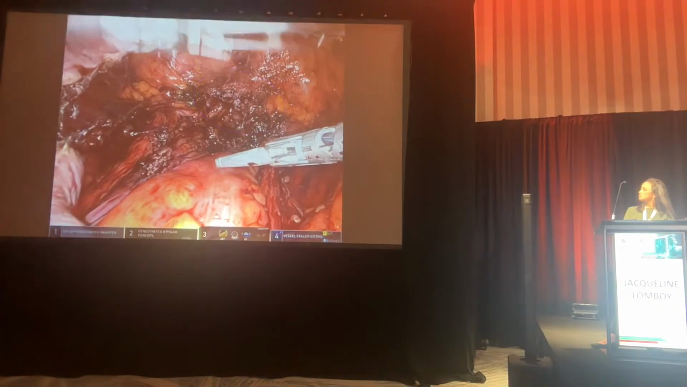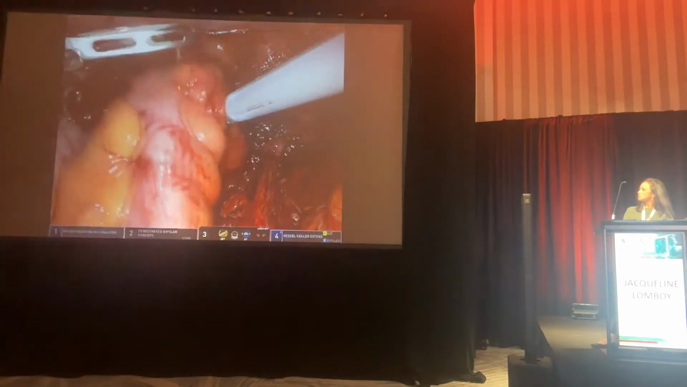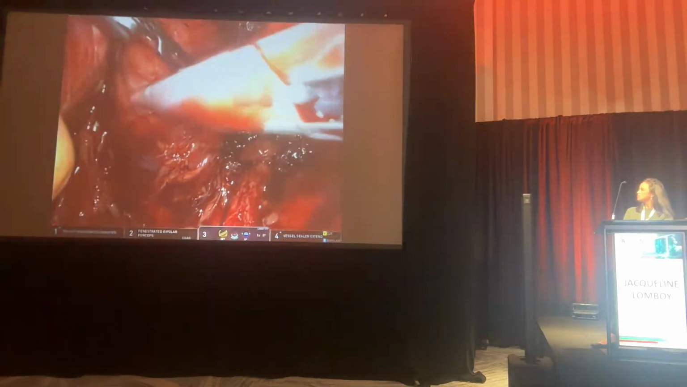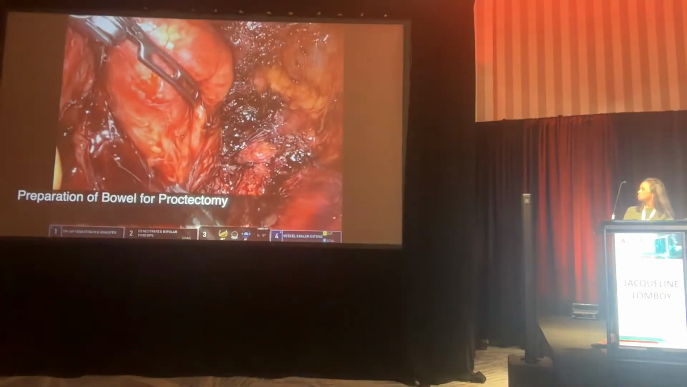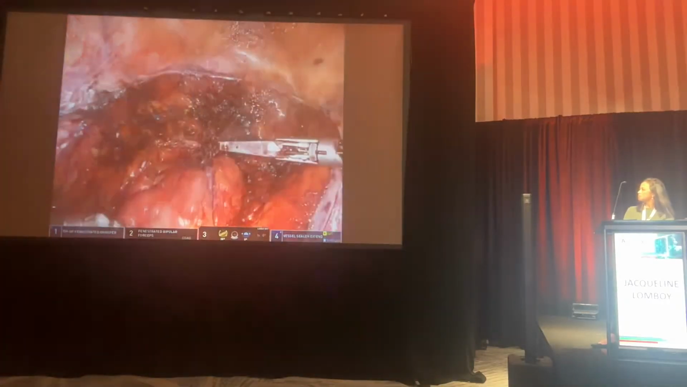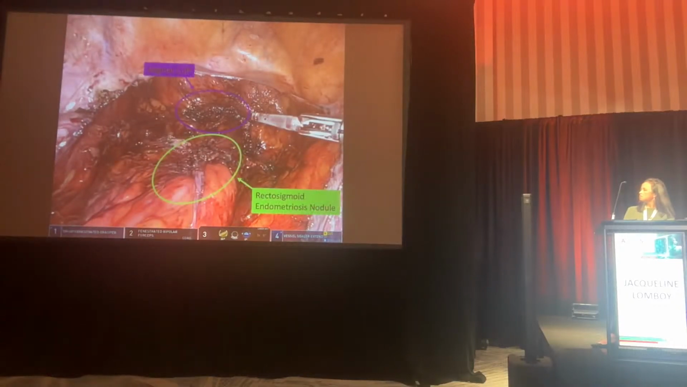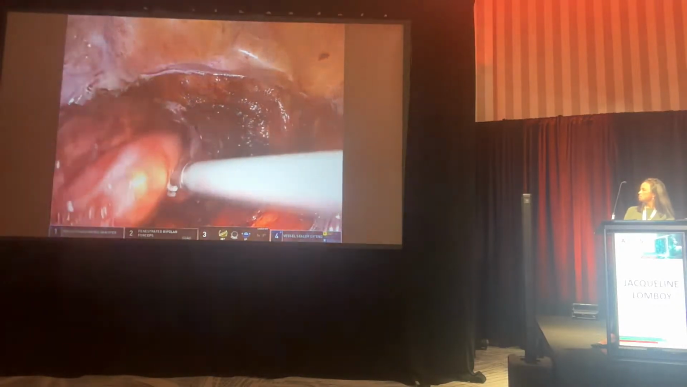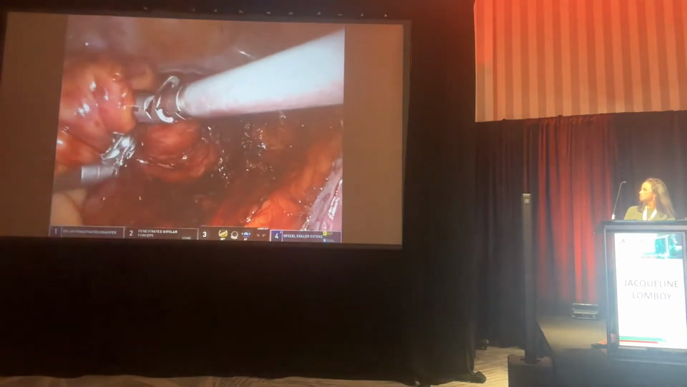Following hysterectomy, the bowel was further prepared and mobilized by our colorectal surgery colleagues with development of the holy plane and exposure of the mesorectal fascia. A diverting ostomy was not indicated, as the resection was greater than 6 centimeters from the anal verge. A proctectomy was performed using a robotic stapler.